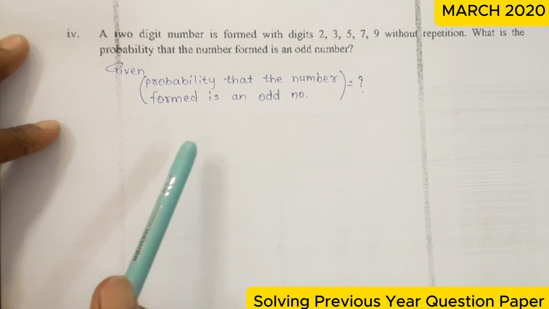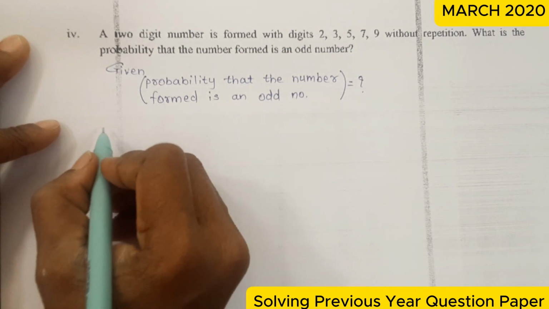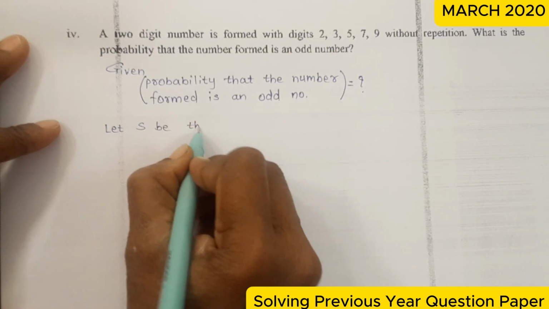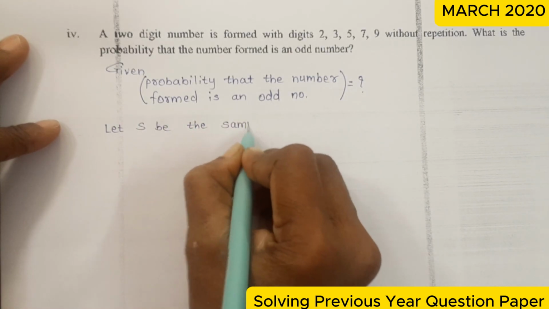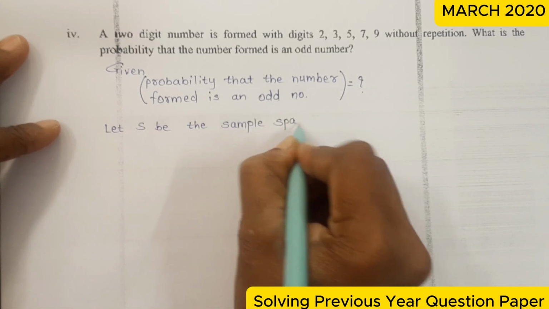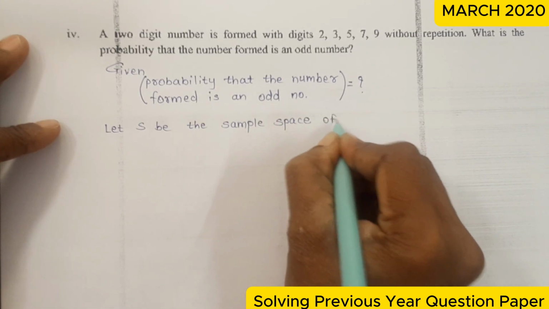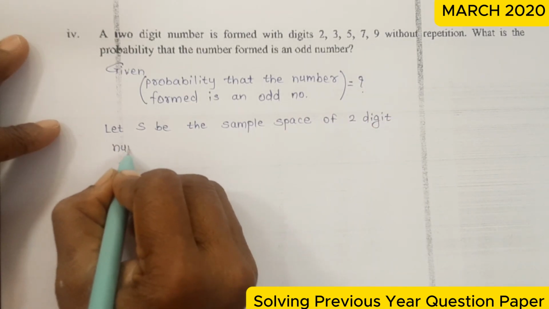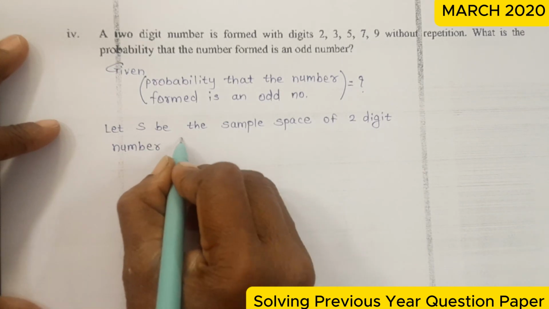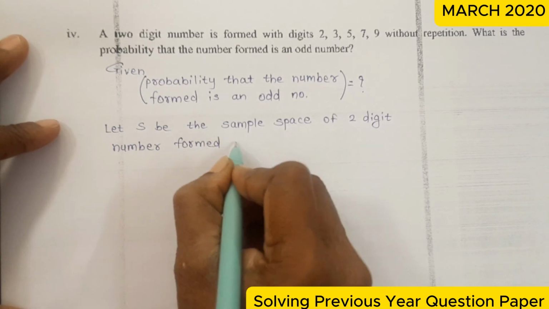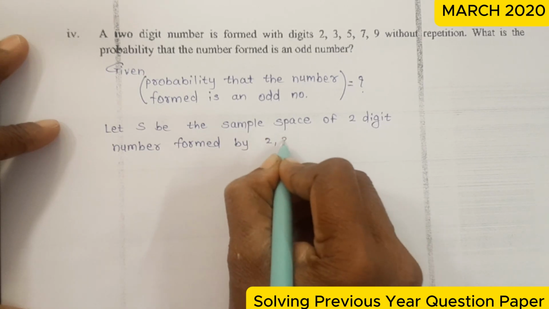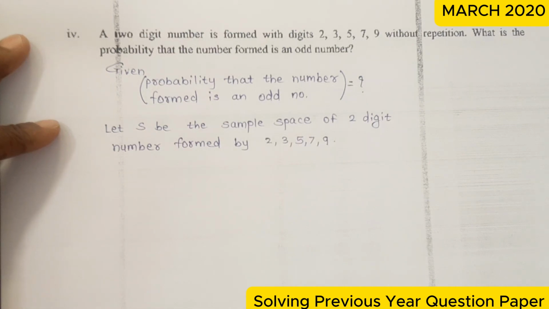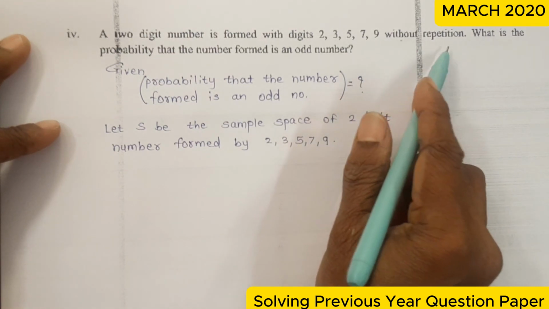For this calculation, we write here, students, let S be the sample space of 2-digit numbers formed by 2, 3, 5, 7, 9. Okay, and the condition is that it is without repetition.